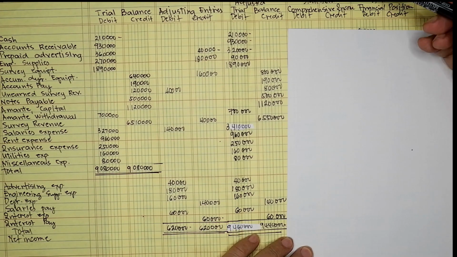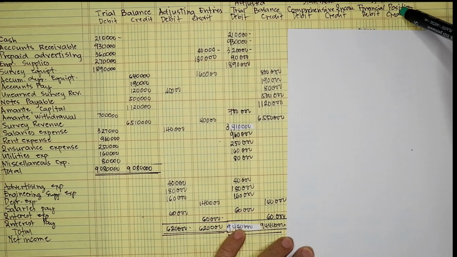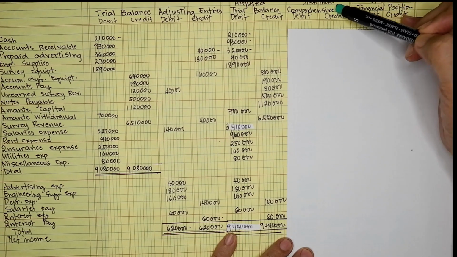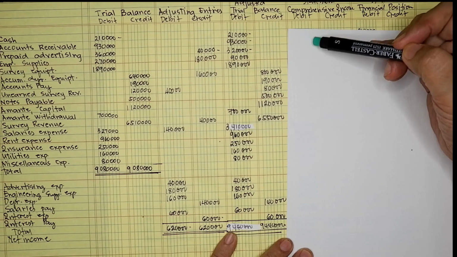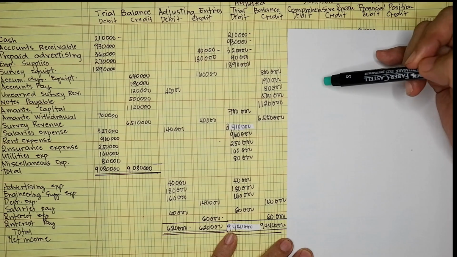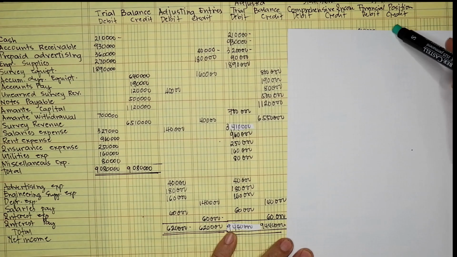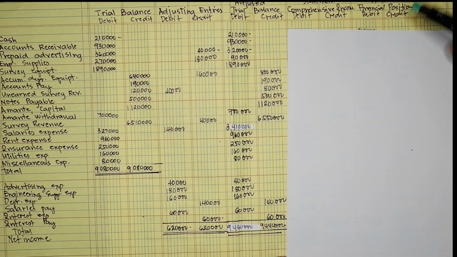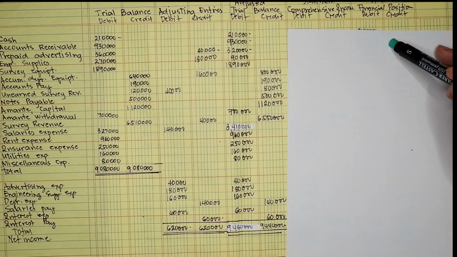So what are the accounts that will be posted in comprehensive income and in financial position? Elements of comprehensive income are revenues and expenses. So only revenues and expenses will be posted in comprehensive income, while for financial position, the elements are assets, liabilities, equity, and withdrawal. So again, assets, liabilities, equity, and withdrawal will be posted in our statement of financial position.